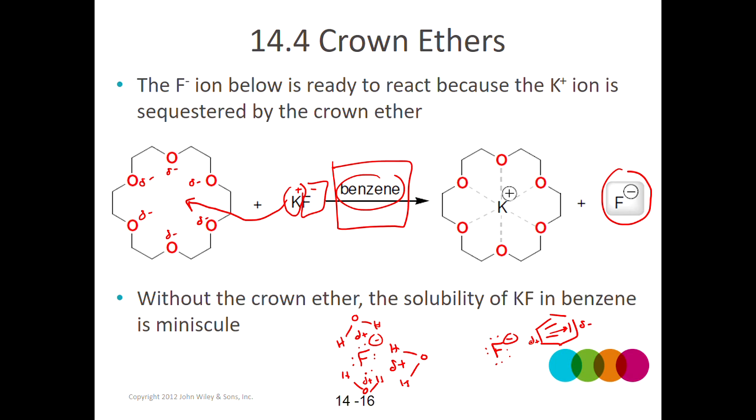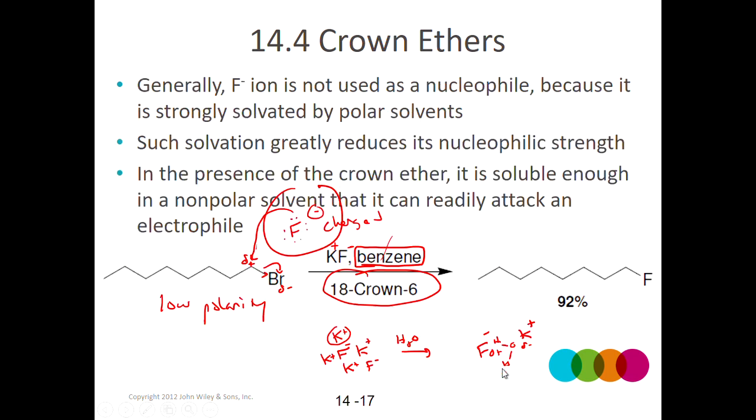So the attractions there are quite weak, and they'll just be constantly breaking, which mostly leaves the fluoride free in solution, so that when I later add the substrate, the fluoride will be able to quickly attack and push that out, and I can get a much higher yield. Normally, you can't do this reaction. Without that 18 crown 6, the potassium fluoride will just not dissolve in benzene.